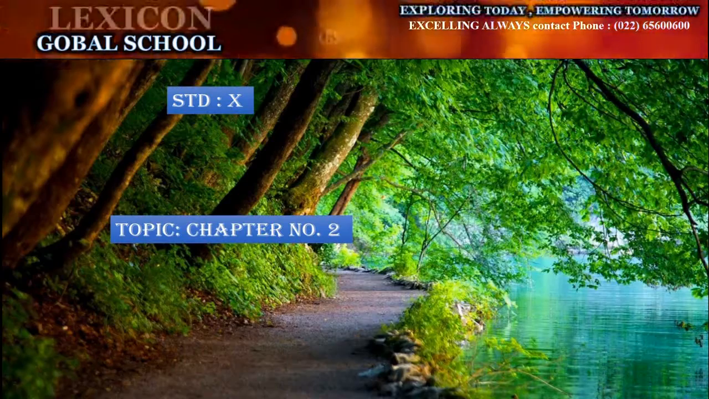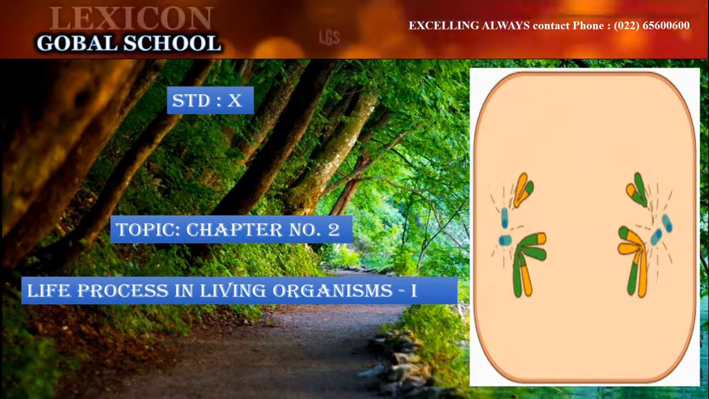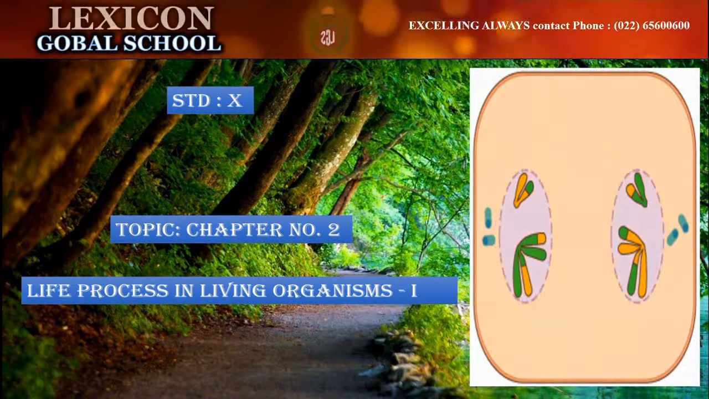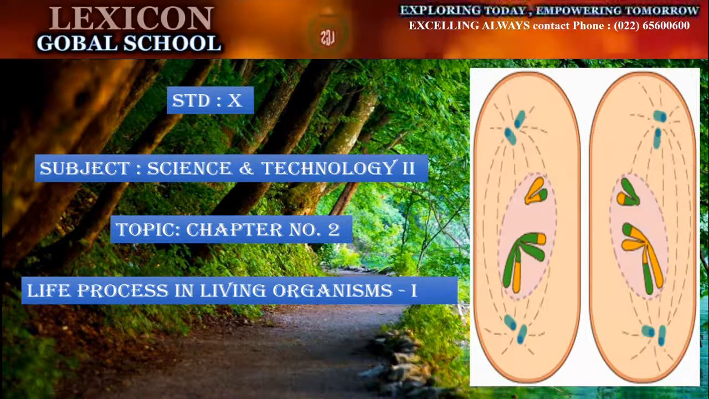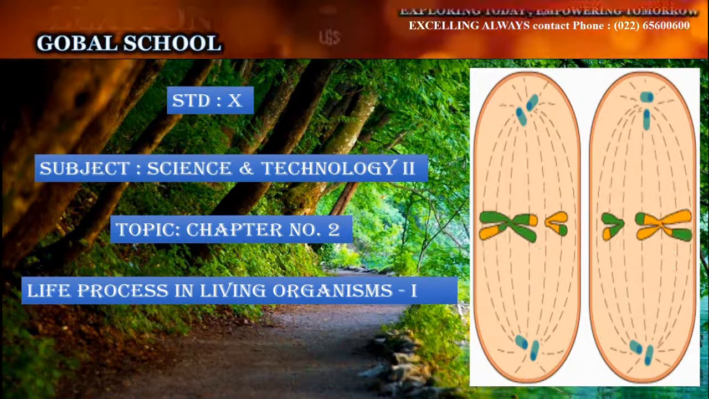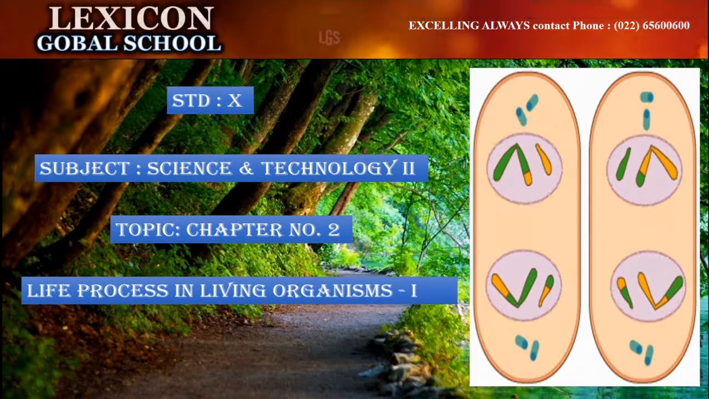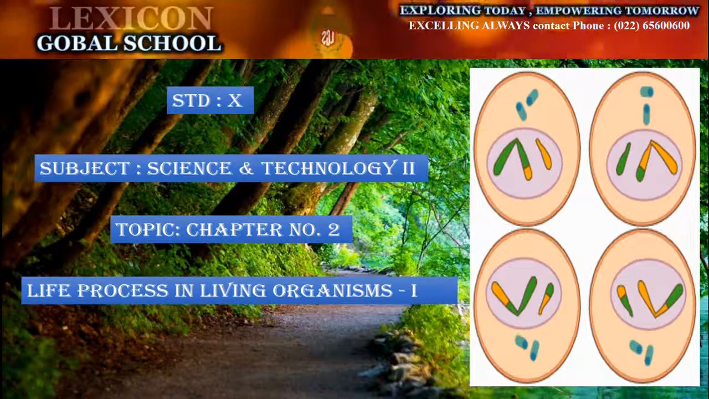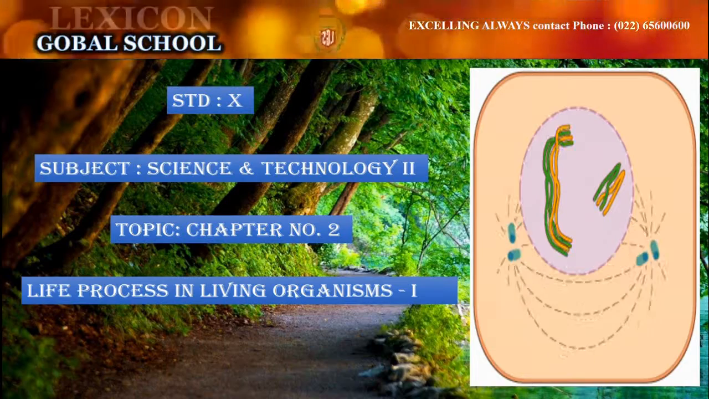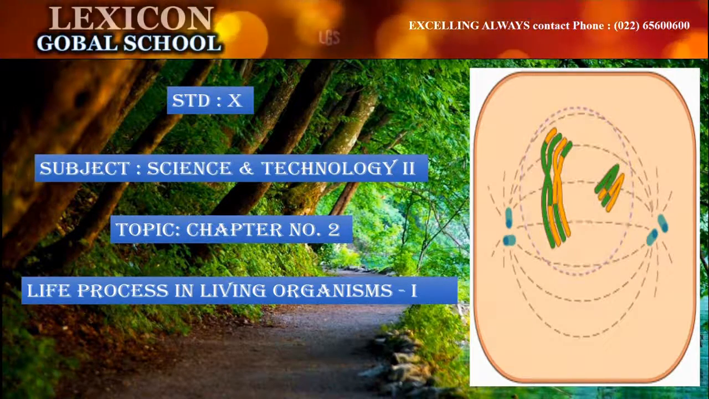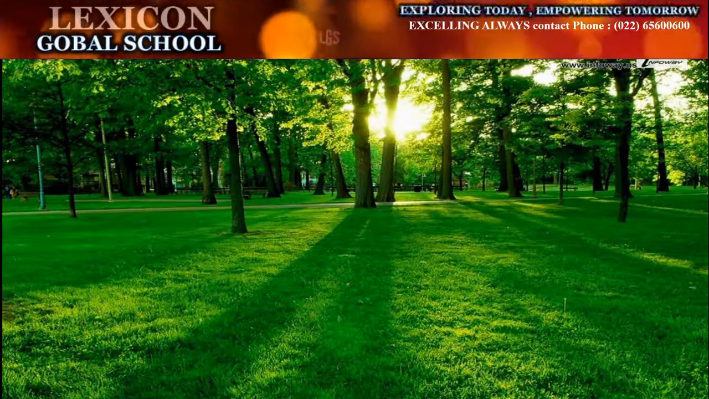Today we are going to continue the same chapter, that is Life Processes in Living Organisms Part 1 of our Science 2, that means Science and Technology Part 2 subject. In the earlier class, we studied about nutrition. We studied how different cells combine to form one tissue. Different tissues combine to form one organ, and different organs combine to form one organism. We studied how a cell divides. Today, we are going to study cell division in detail.